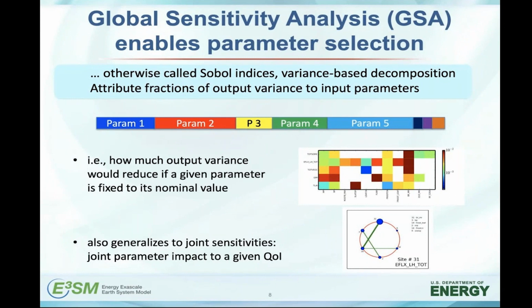And so first, global sensitivity analysis, which I mentioned, is a tool that we can use to enable parameter selection when we have a very high number of parameters, to scale that down for the next step. Sensitivity analysis tells us basically how much output variance would reduce if a given parameter is fixed to its nominal value. We can also look at joint sensitivity. So in some cases, a quantity of interest might be sensitive to a combination of two or more particular parameters. So next slide.